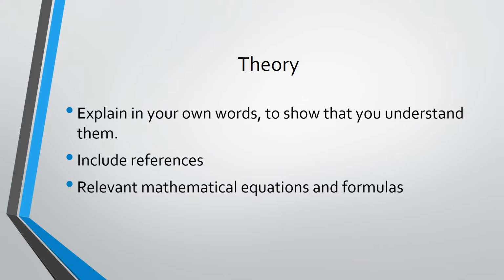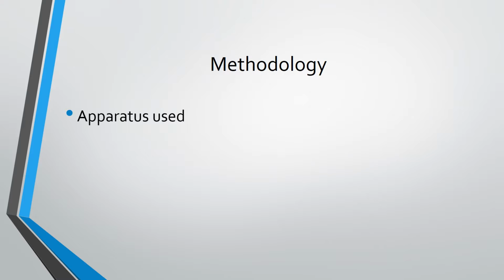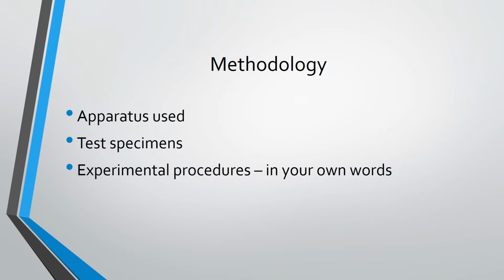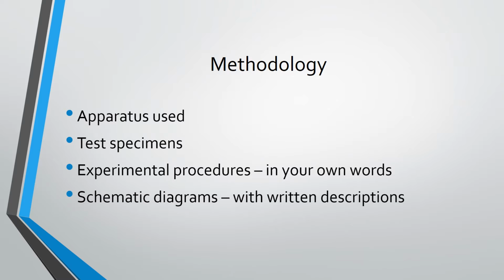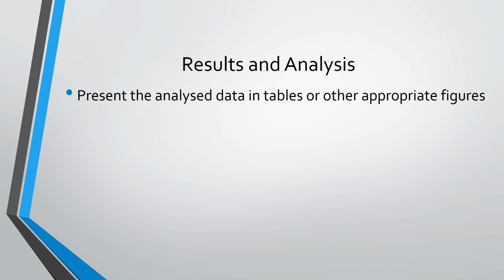The next section is the methodology. This section should first name, or describe if necessary, the apparatus used and the test specimens. Then the experimental procedures should be written in your own words. You should also include schematic diagrams, each one with a written description. Again, references are needed.